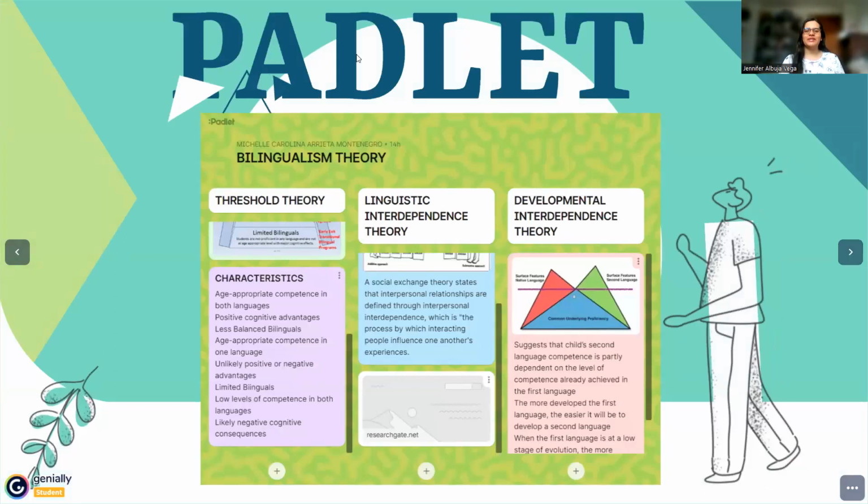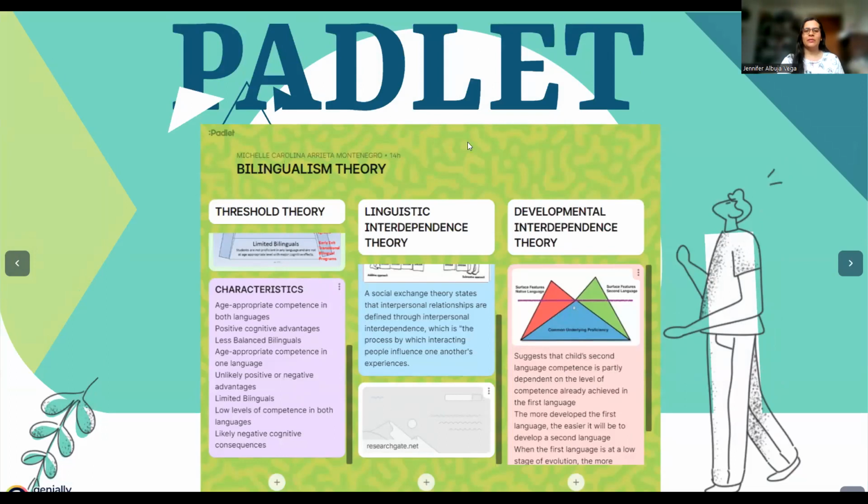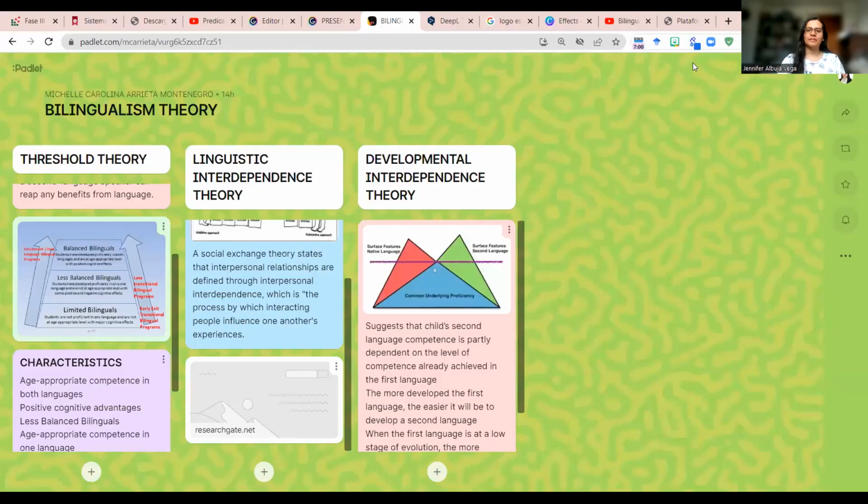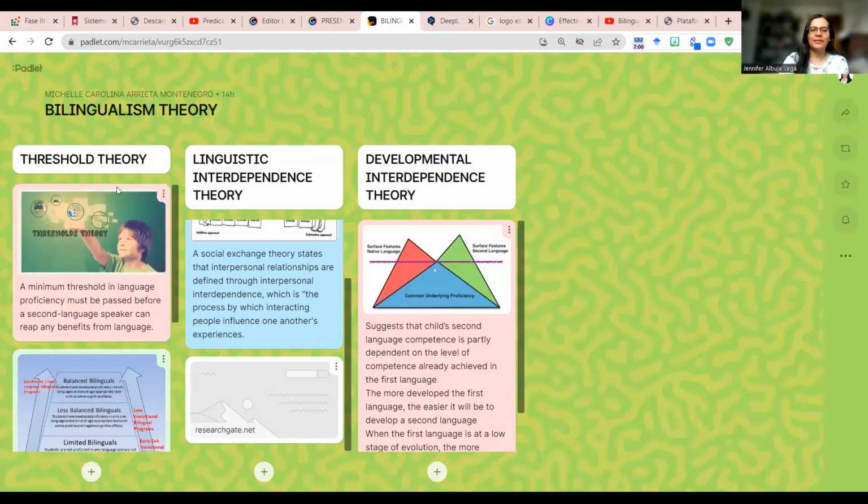And now we are going to present a Padlet where we are going to talk about the bilingualism theories. Okay, here we go. Now we can see here that we have the Padlet. Here we can see three different theories that today we are going to analyze. The first one is the threshold theory, which says that a minimum threshold in language proficiency must be passed before a second language speaker can reap any benefits of language.